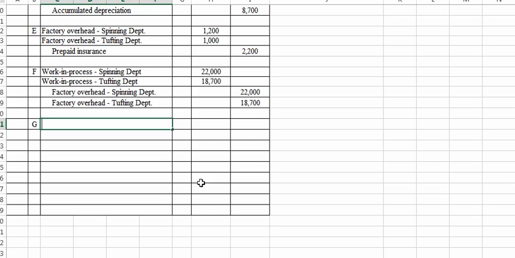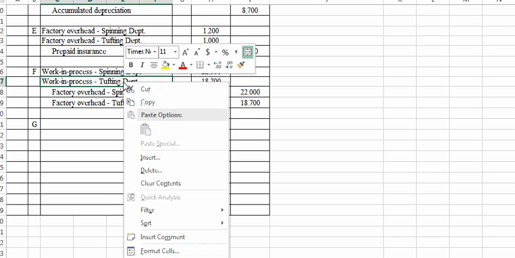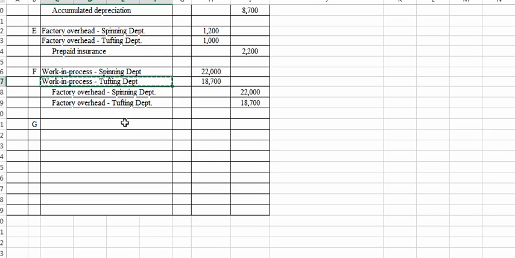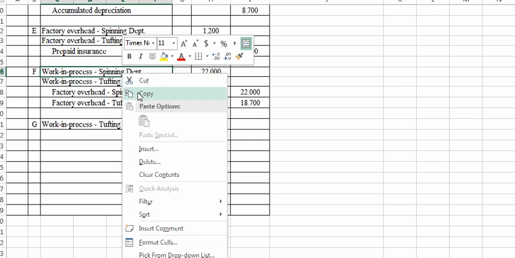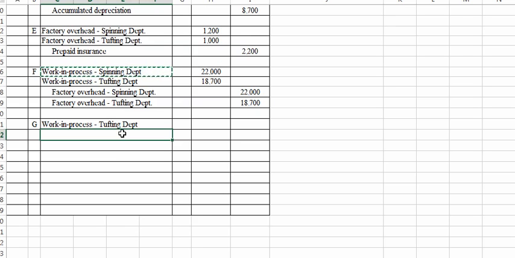our work in process tufting department account. And we're going to credit work in process spinning, because we're moving the goods out of work in process spinning department and into the work in process tufting department, and that was $88,000.